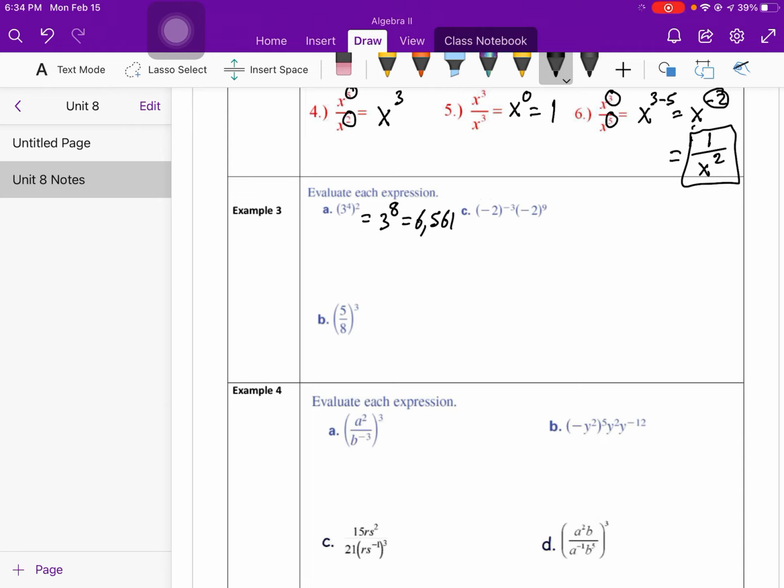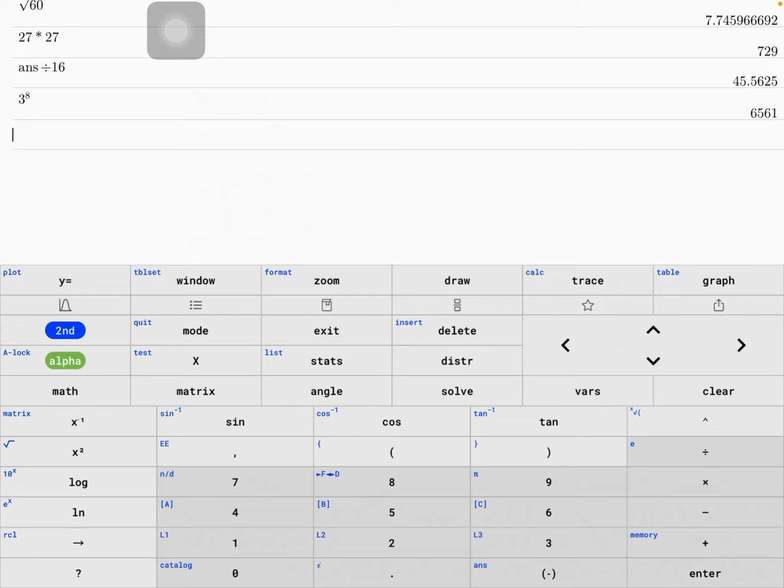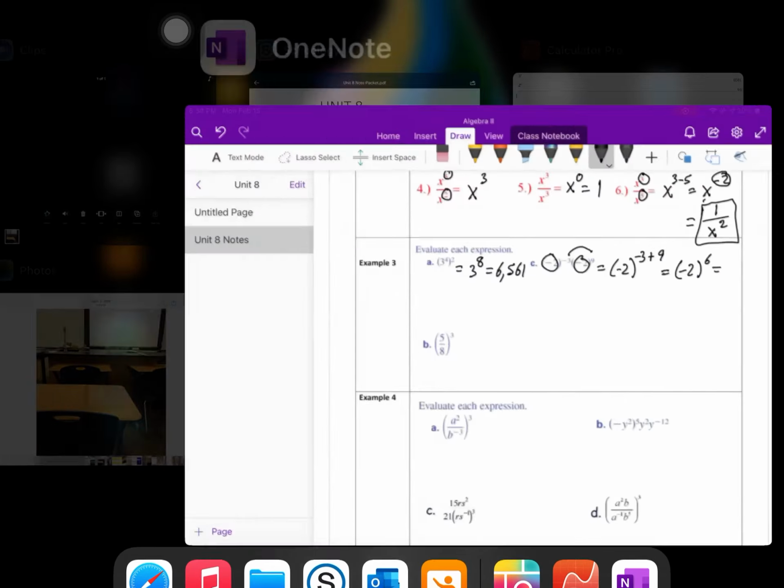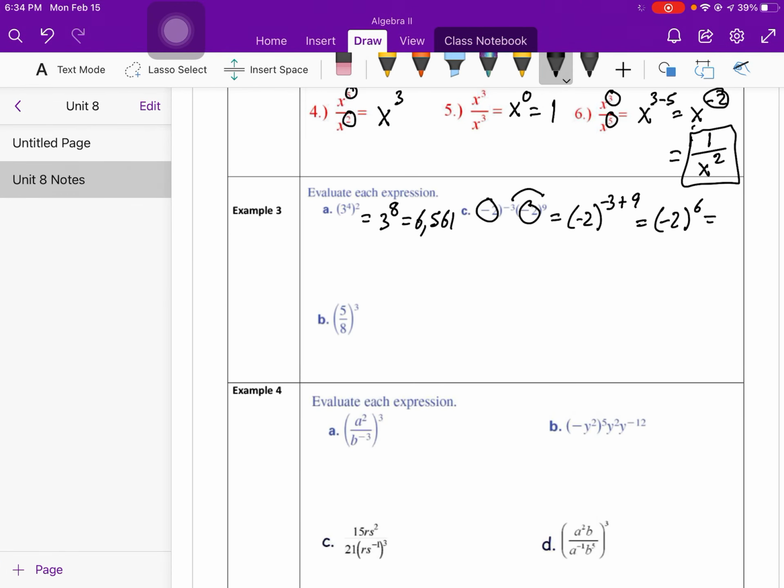The next one, now notice we have the same base of -2, which is what we want. So when we multiply, we're adding a -3 with a +9. -3 plus 9 is 6, so we get -2 to the 6th power. Now, 2 to the 6th, you could type that in your calculator, 2 caret 6, and we'd get 64. This is a negative, but since it's an even number of negatives, the final answer is going to end up being positive 64. So just be careful when we have negatives.